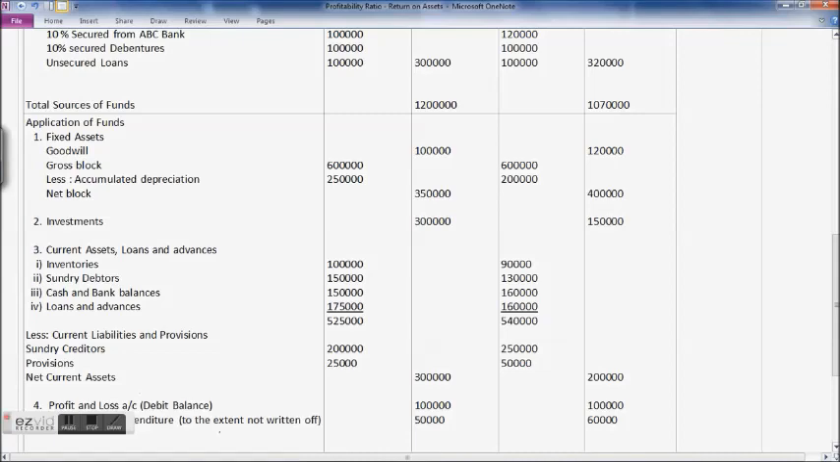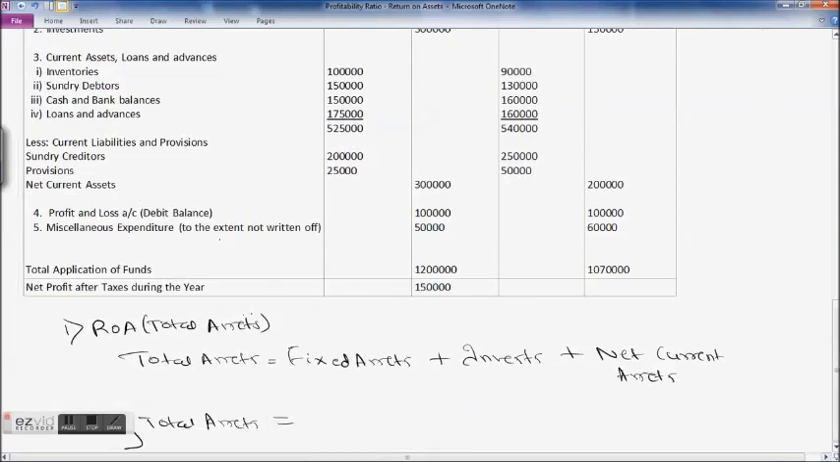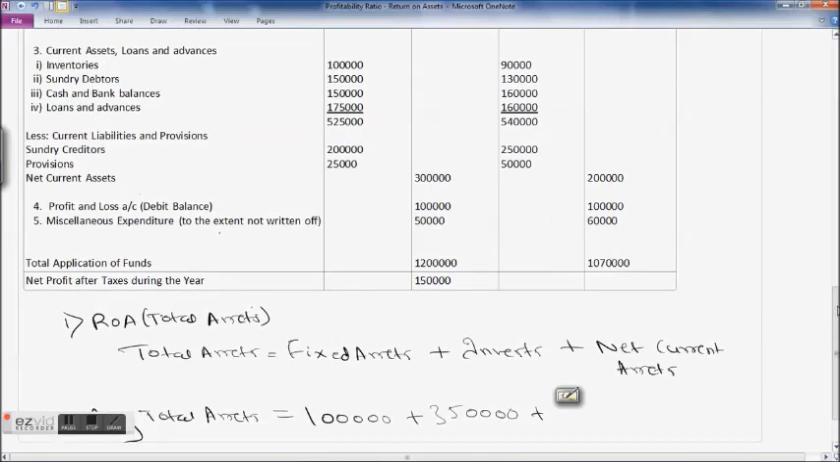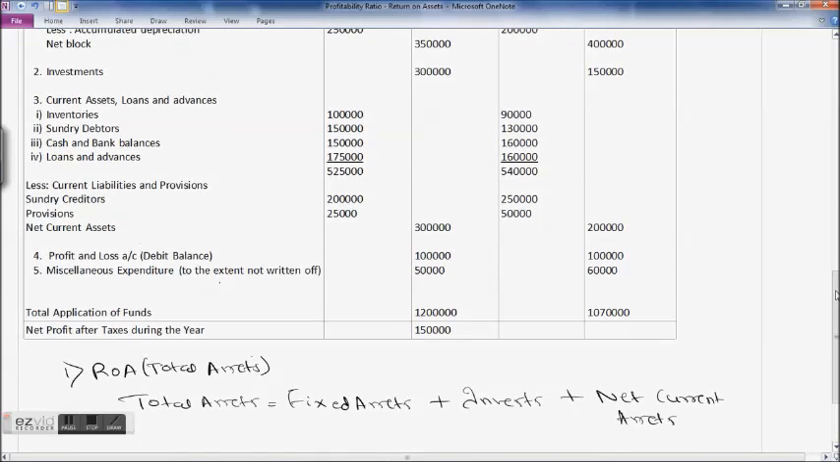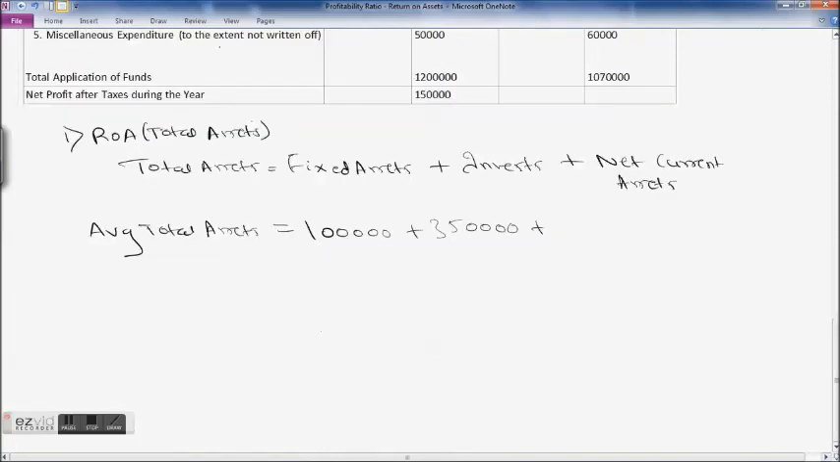So for the current year it is 1 lakh plus 3,50,000 net block, plus your investments of 3 lakh and net current assets of 3 lakh. So 1 lakh plus 3,50,000 plus 3 lakh plus 3 lakh. Now this is for the current year.